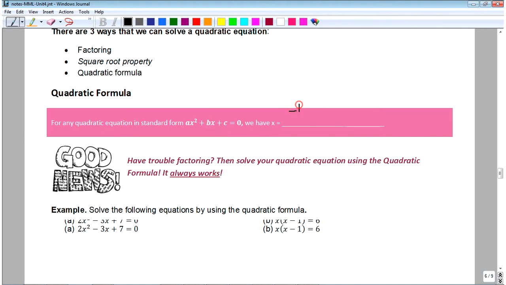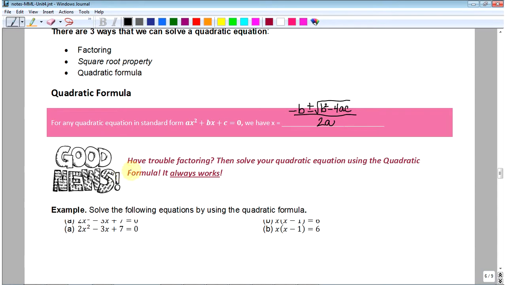We take the opposite of b, plus or minus, so there are going to be two possible values, the square root of b squared minus 4 times a times c, all divided by 2 times a. So for any quadratic equation, once you identify your a, b, and c, and notice that you have 0 on one side of the equation, you can always use this formula to come up with your solutions.